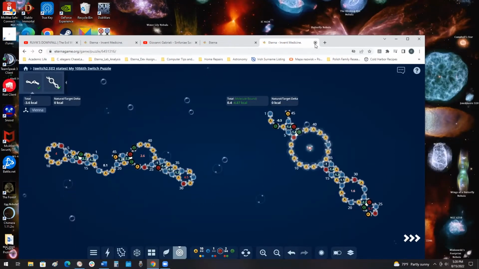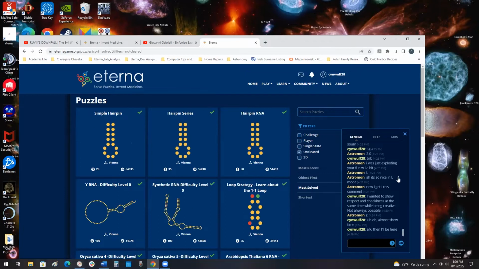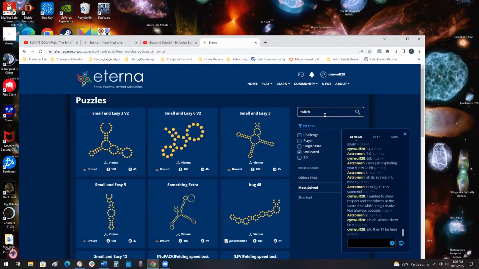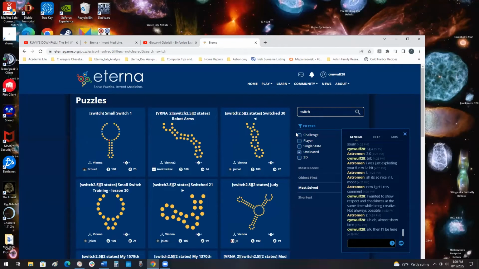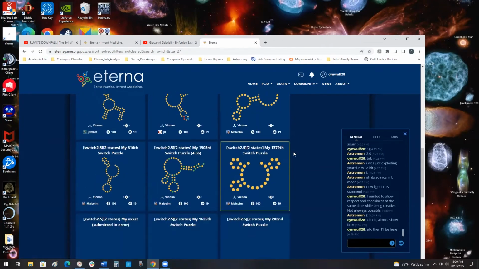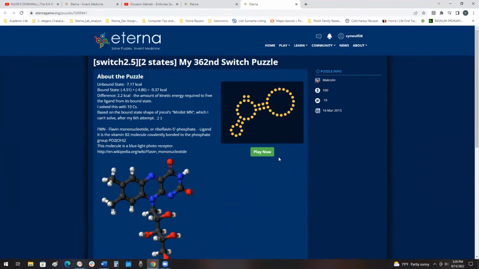So now comes the harrowing part. Let's try this, uncleared, and type in this handy word. I already know there are going to be a few here that I'm just going to skip over for the sake of my own sanity. And once again, I'll just open one of these beautiful puzzles that I have never solved, my 360-second switch puzzle. Malcolm's left me quite a few to get through.